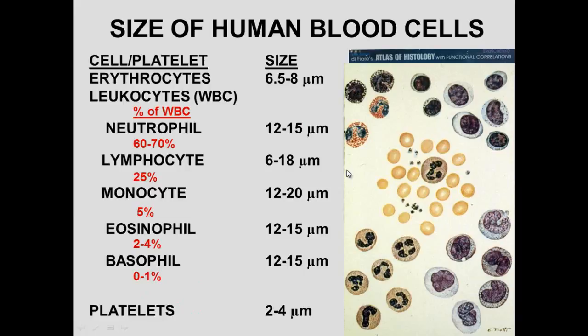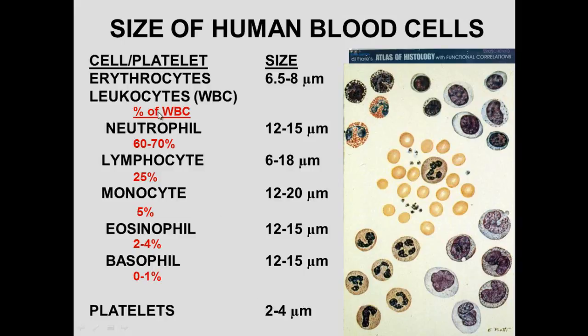And if you look at the sizes of these different things, you see the neutrophil, monocyte, eosinophil and basophil, all of those are fairly large. The monocyte could be even larger, but these are fairly large, larger than the lymphocyte. The lymphocyte is the smallest nucleated cell. And then you have platelets, which have no nucleus at all.